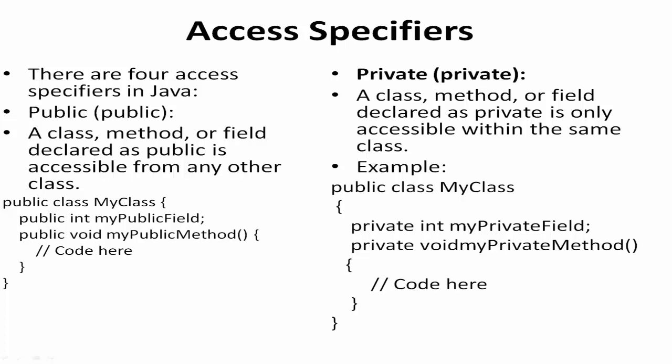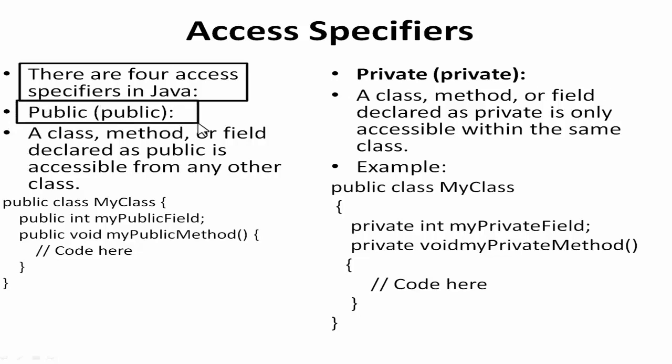Access specifiers. So basically, what are access specifiers? Let us discuss. There are four access specifiers in Java. Those are public, private, protected, and default. Let us see them one by one.